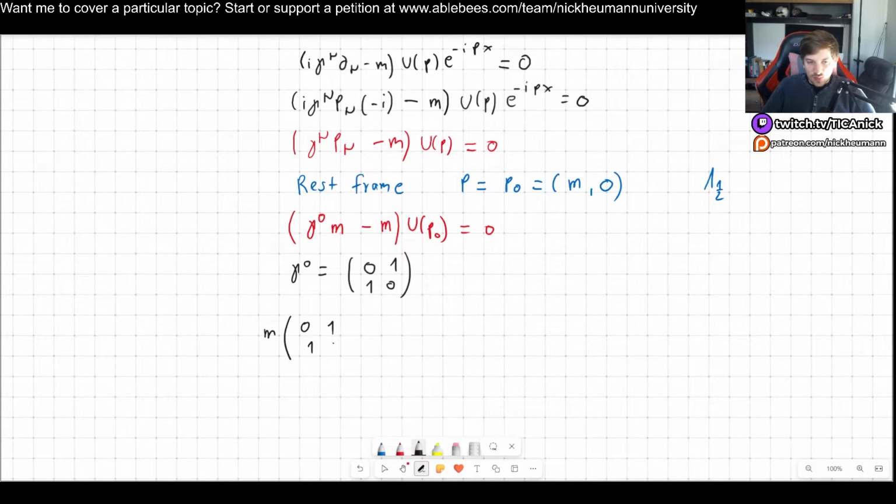So this is 0, 1, 1, 0 minus, and keep in mind, there is an implicit identity here, right? So this is just going to be 1, 0, 0, 1. Okay, so don't be confused. This is not just like a 1 by 1. This is the mass times the identity. All right, I need one more parenthesis here. And then we have u of p0 equal 0.